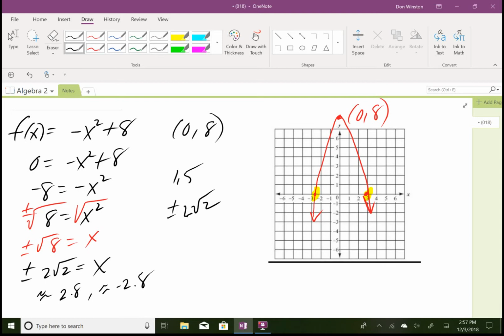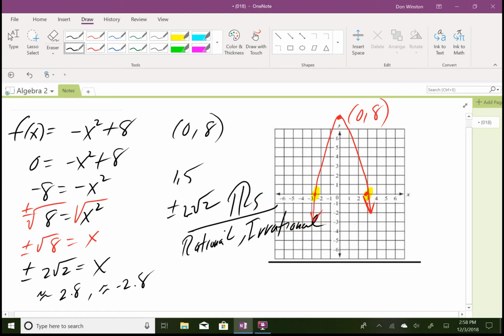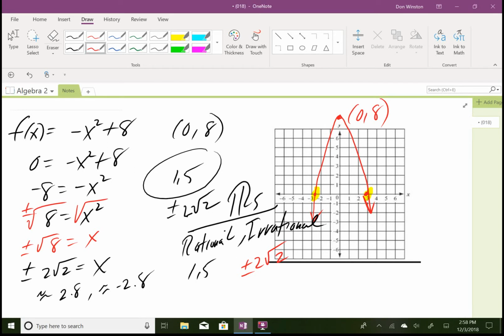Now, if you recall, the real number system is made up of both rational and irrational. The zeros we had for the first equation, 1 and 5, would fall in the rational category, and then plus or minus 2 root 2 would fall in the irrational. But in either case, we had solutions, zeros, that were in the real number system, rational or irrational.